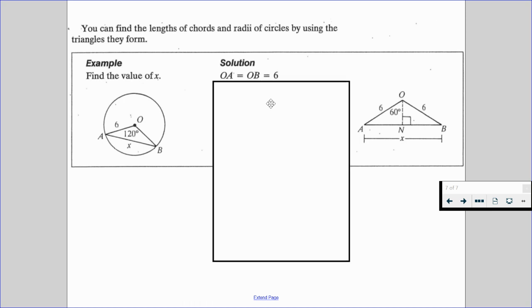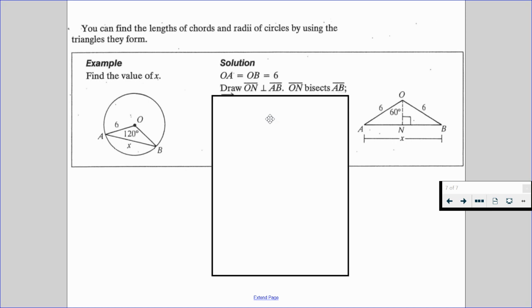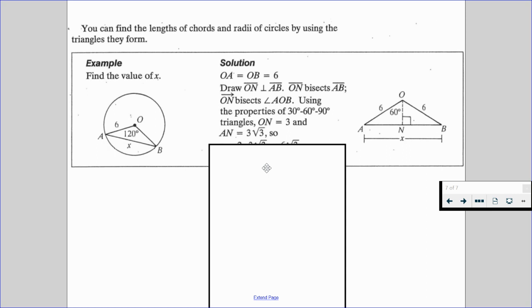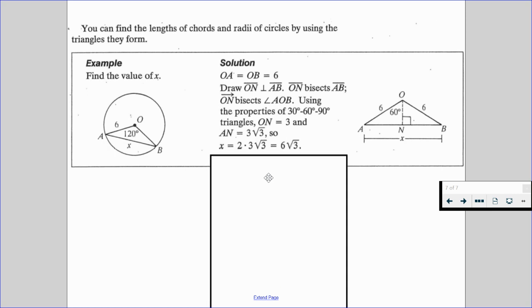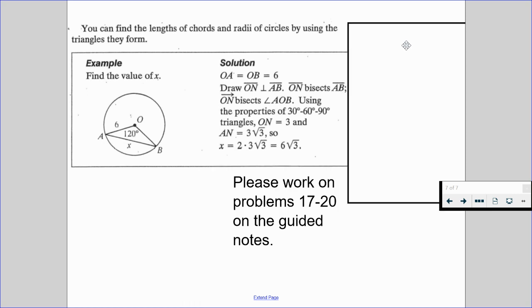We're going to know that OA and OB have the same length of 6 since they're radii. We can draw a perpendicular line going down, and we're going to find that we have a 30, 60, 90 triangle. We're going to know that ON is going to be 3, that AN is going to be 3 root 3, so therefore x is going to be 2 times 3 root 3, which is going to be 6 root 3. With this in mind, please work on problems 17 through 20 on the guided notes.